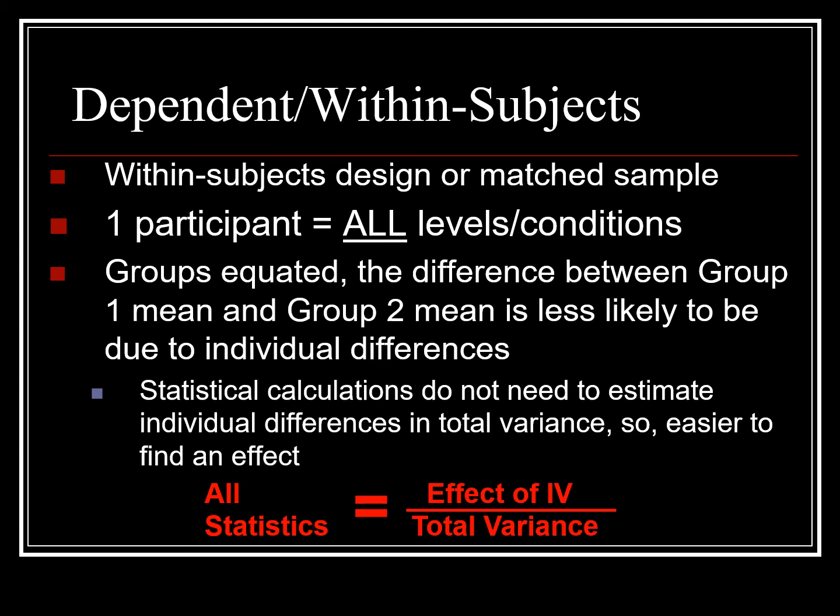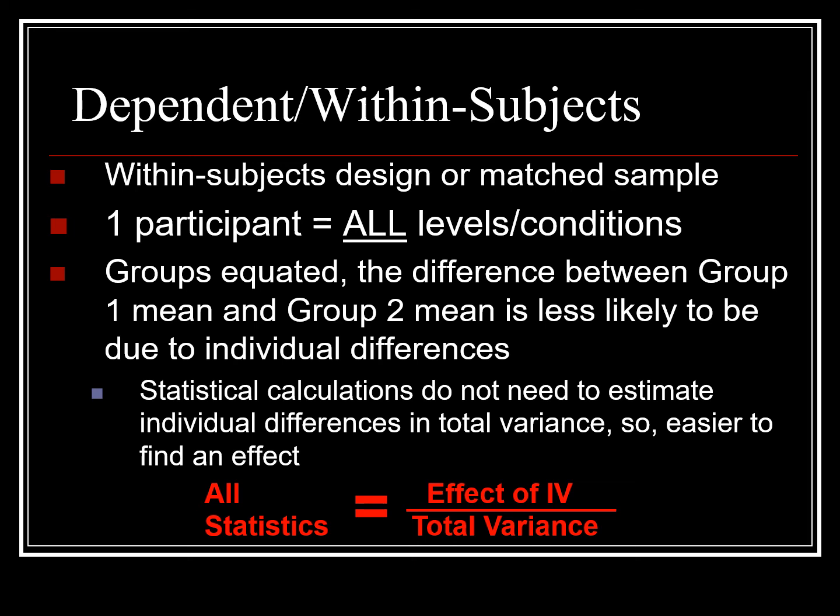So again, the biggest definition here is that one participant equals all levels or conditions. They're exposed to everything. There's no small n's here. There is big N. And big N, your participants, if you have 32 participants, there are 32 participants in level 1, 32 participants in level 2, 32 participants in level 3, and they're all the same. So the groups are equated. The difference between group 1 mean and group 2 mean is less likely to be due to individual differences. So the big advantage of this is it is a better tool in some ways than even random assignment, in that there is no question that there is no variance due to individual differences because it's the exact same people.